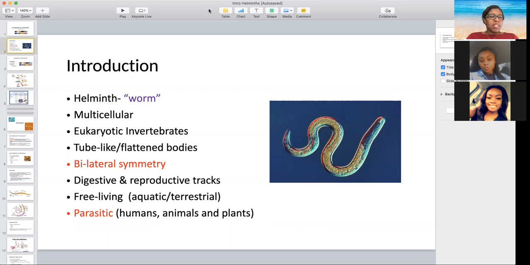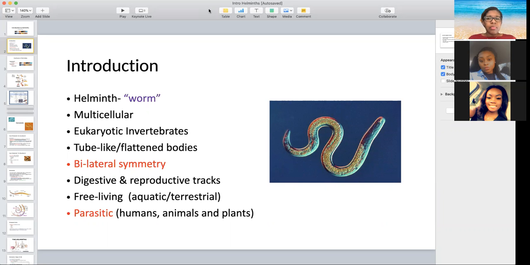I would like you to know some very basic characteristics of these helminths. They're multicellular. They're eukaryotic invertebrates. That's a very important distinguishing factor. They don't have a backbone. They have either tube-like or flattened bodies. They have the characteristic of bilateral symmetry. That's definitely something you should put in your notes. Bilateral symmetry means that if you were to lie these organisms down flat and cut them in half, they're going to be mirror images of each other.